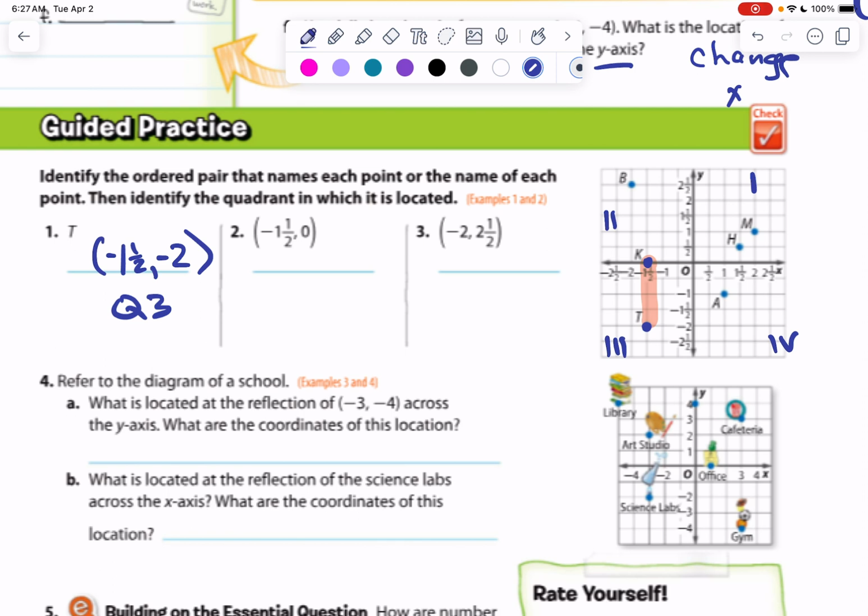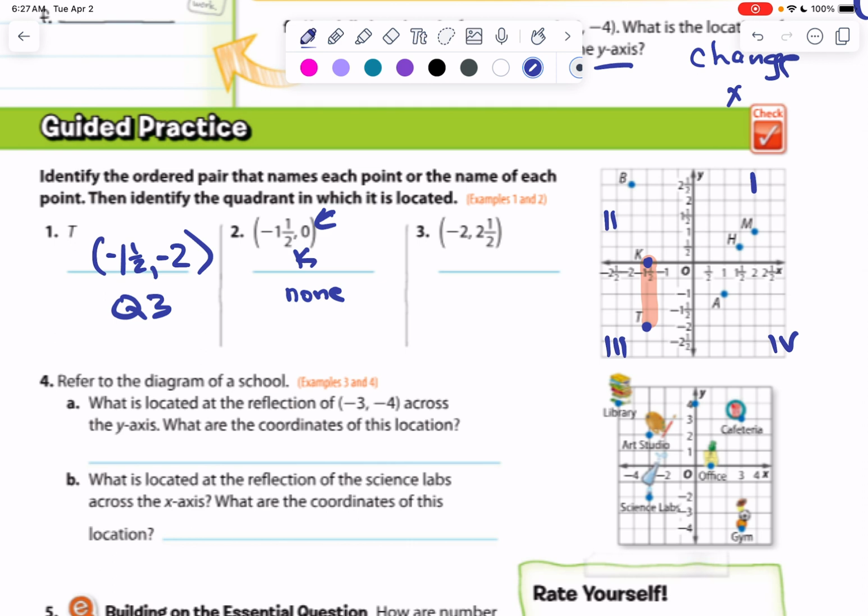Oh, it's right here, K. What quadrant is it in if it's on the line? That's an interesting question. What do you think? None. We'll call it none. It's not in a quadrant. It's on an axis. So I guess we could say it's on the x-axis. But the zeros should tell us that.